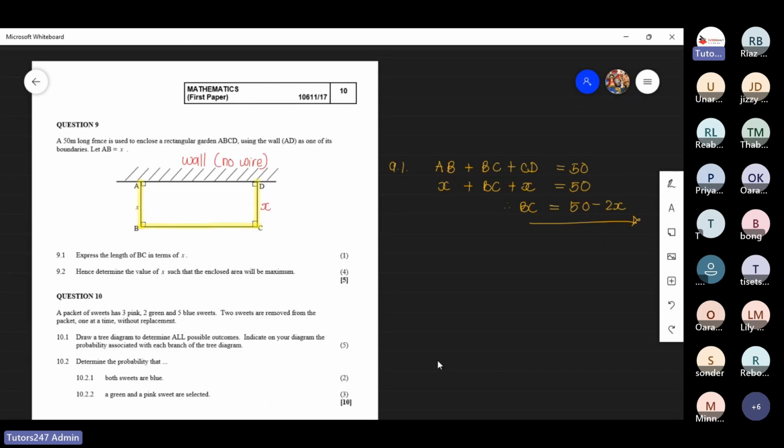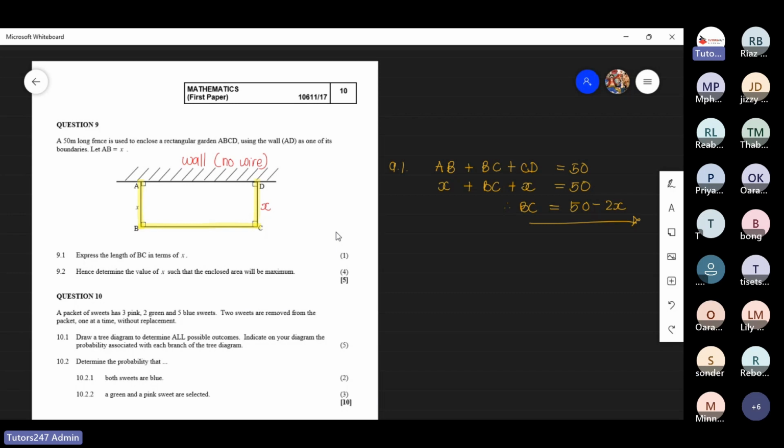Yes, Sonder, what is your question, buddy? You have your hand up? Yeah, how is it 50 minus 2X and not 25 minus X? Because you also have to account for AD. Don't you have to account for AD as well?